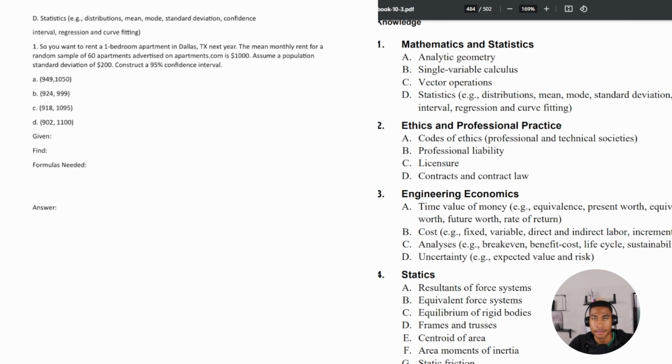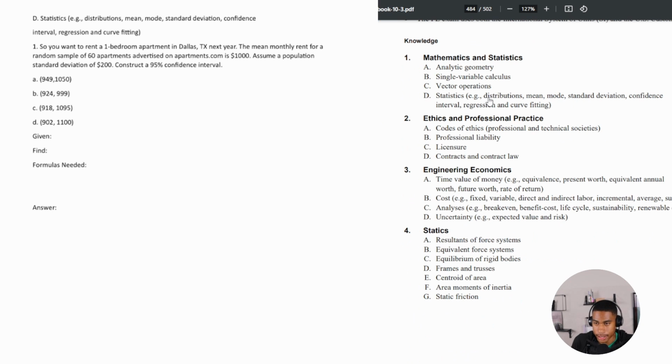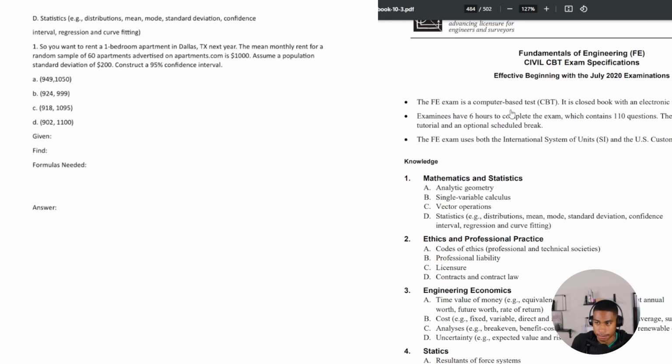All right, so welcome back to the mathematics section of the Civil FE exam review. In this video, we're going to be looking at statistics, and that can include anything from distributions, mean, median, mode, standard deviation, confidence intervals, regression, and curve fitting. So I'm really just reading this off of what the NCEES tells us that could be on our exam. Right? So let's go ahead and dive into number one.